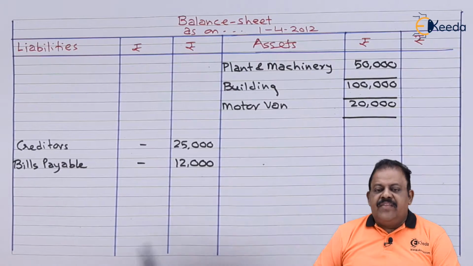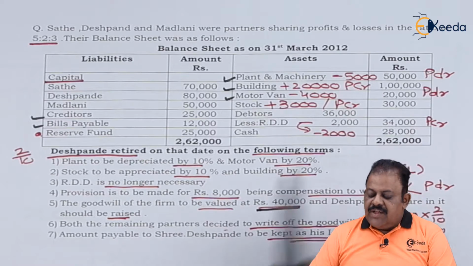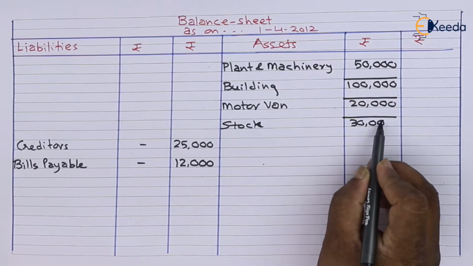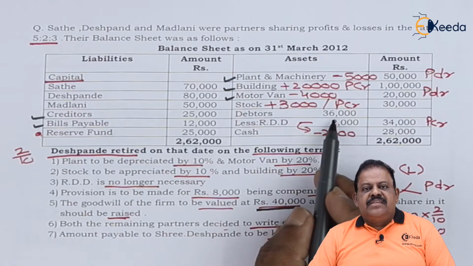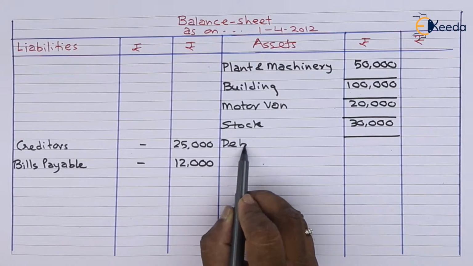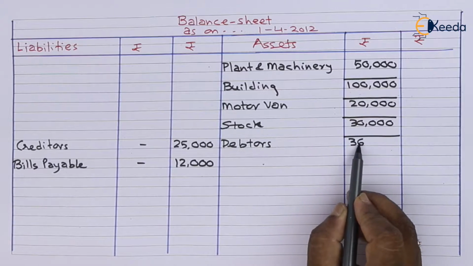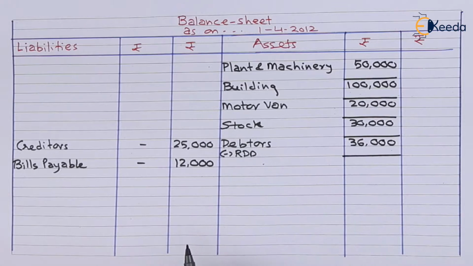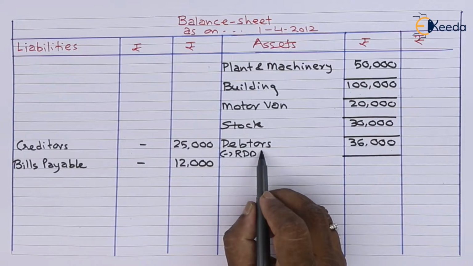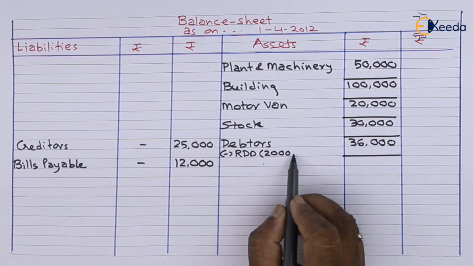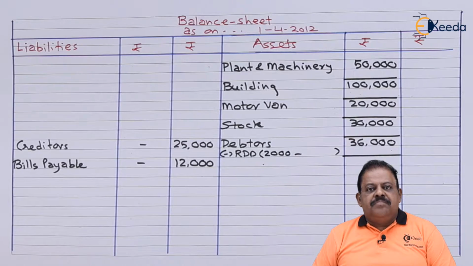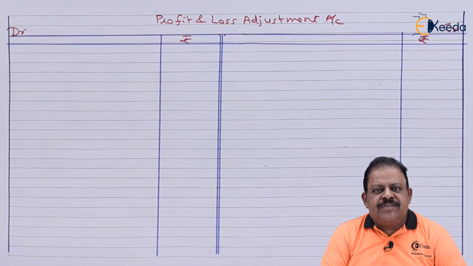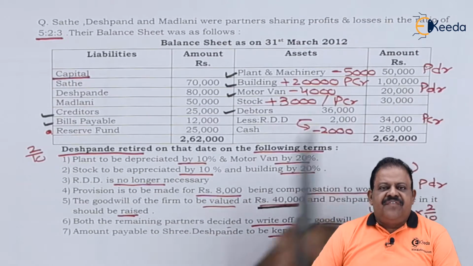Motor van 20,000. Stock 30,000. Debtors 36,000. Less RDD, there is an adjustment. It is recorded in inner column. Cash 28,000. Let us consider adjustments. Plant and machinery 50,000.